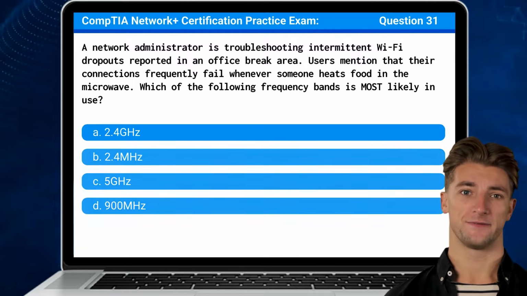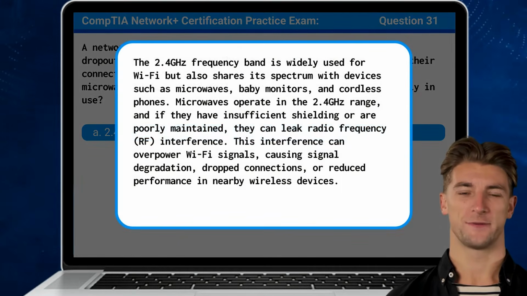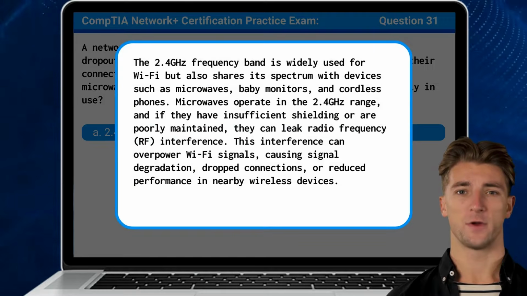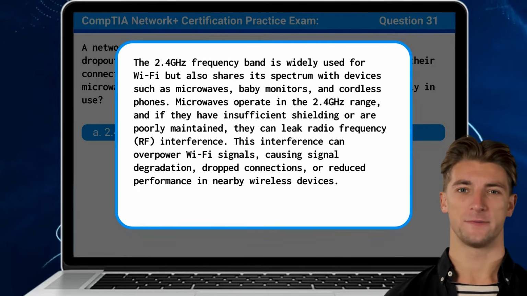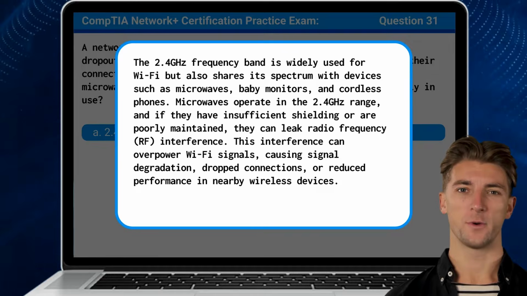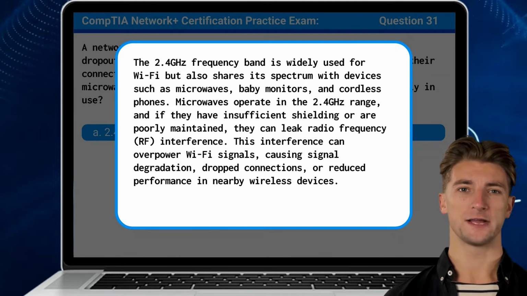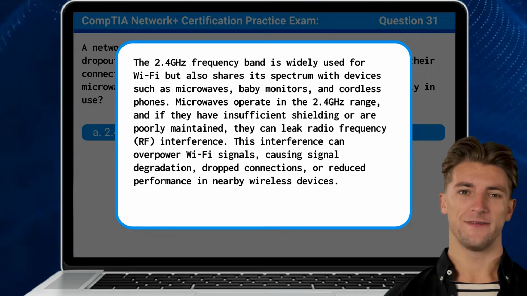The answer is A. 2.4 GHz. The 2.4 GHz frequency band is widely used for Wi-Fi, but also shares its spectrum with devices such as microwaves, baby monitors, and cordless phones. Microwaves operate in the 2.4 GHz range, and if they have insufficient shielding or are poorly maintained, they can leak radio frequency interference. This interference can overpower Wi-Fi signals, causing signal degradation, dropped connections, or reduced performance in nearby wireless devices.